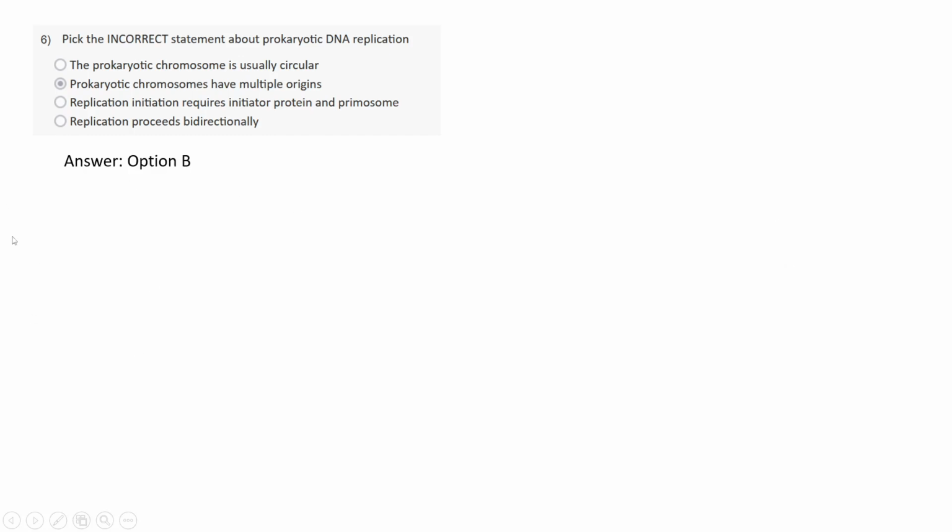So option B is incorrect over here. The prokaryotic chromosome has multiple origins. Do prokaryotes have a single origin or multiple origins? Okay. The prokaryotic chromosome is usually circular. It is correct. Replication initiation requires initiator protein and primosome. So the replication initiation requires the primosome and initiator protein. And the replication generally occurs bidirectionally, in the prokaryotes as well as the eukaryotes. Option B is incorrect.